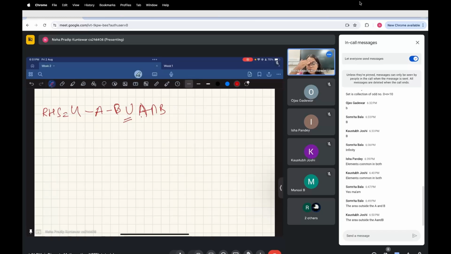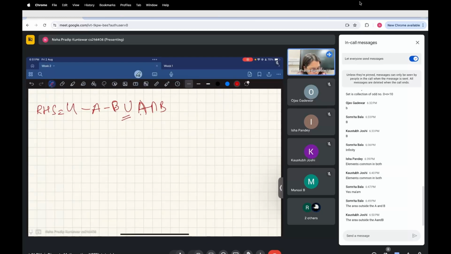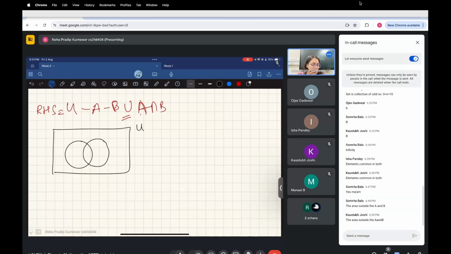Maybe what I'll do is that you can start looking at what U minus A minus B, the union, the whole thing would look like. For example, this is what U minus A would look like, and then you try to subtract B from it and so on.